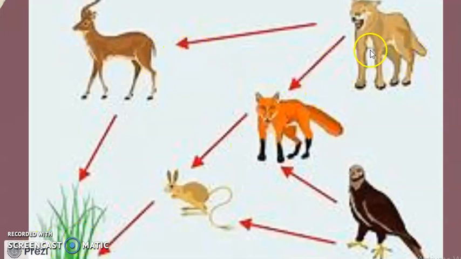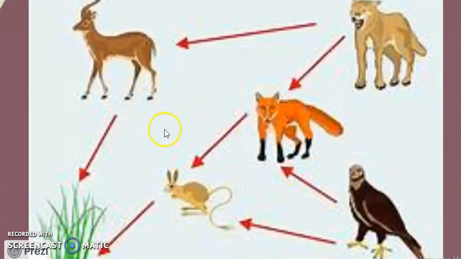This is one food chain where the grass is being eaten by the rabbit, rabbit is being eaten by the wolf, wolf is eaten by a tiger or lion. Another food chain we can state here is the grass is eaten by a deer, deer is eaten by a lion or a tiger. Another food chain, the grass is eaten by a rabbit, rabbit is eaten by the eagle. So they are all interconnected.